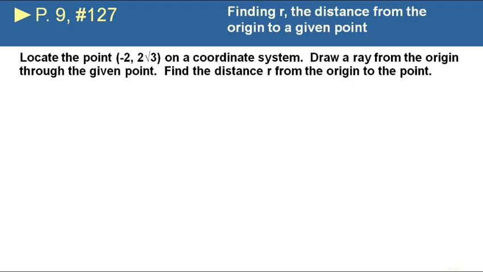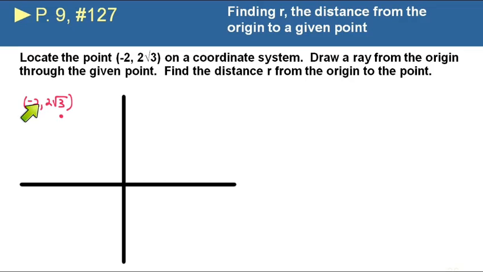Let's look at another similar example that does involve some radicals. Locate the point -2, 2 square root of 3 on a coordinate system. Draw a ray from the origin through the given point. Find the distance r. Okay, so I drew a point in the second quadrant, so the x-coordinate was negative and the y-coordinate was positive. It doesn't really matter how much it is. Notice I don't even have any tick marks here. But I know because it's a negative x and a positive y that it's somewhere here. So I can draw that ray. And again, I can draw the little triangle like I did before.